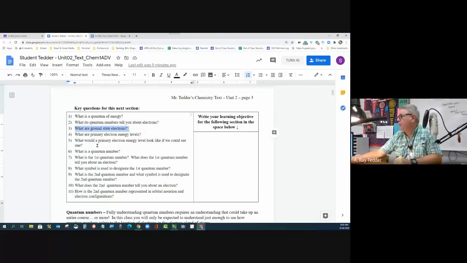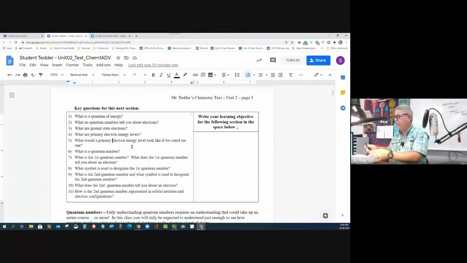Well, what would a primary electron energy level look like if we could see one? Well, you can't actually see one. They call it the electron cloud, because we have an idea of where they are mathematically and statistically and in terms of physics, how people have done the research. But if we could see the way the electron cloud is made up, the primary energy levels would look like circles or spheres, really. So you have the nucleus in the center.